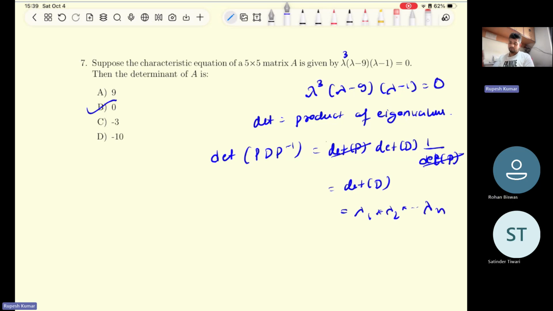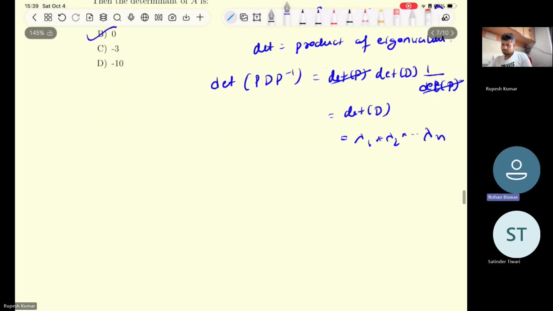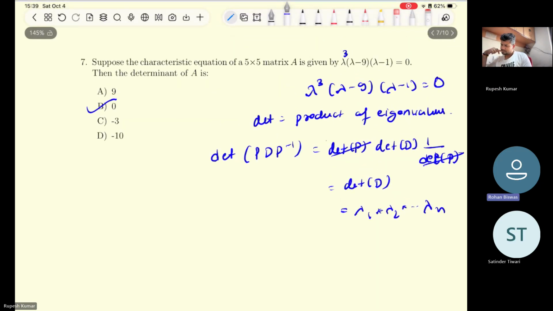Fine. Do you have any doubts in this? No, sir. So, sir, in general, even this statement is true for all matrices, right? Even for those which are not diagonalizable, the determinant should still be the product of the eigenvalues, right? Yeah.